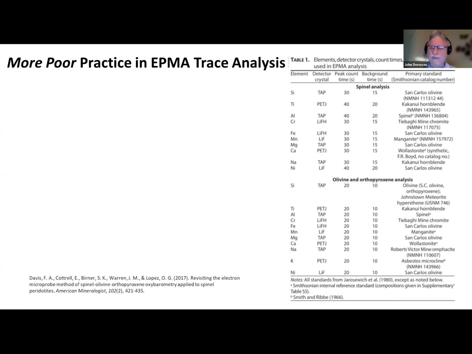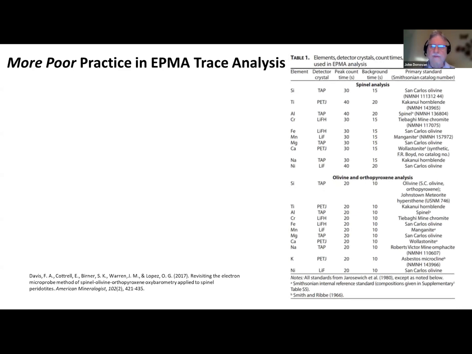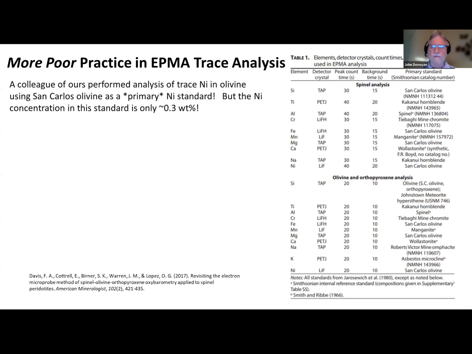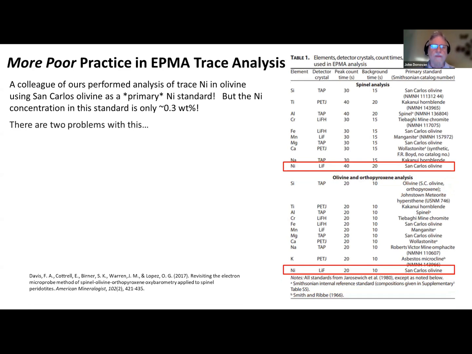I just wanted to give another example from the literature. This is a paper that was done not too long ago, actually, 2017, and they did an analysis of nickel in some olivines, and they used San Carlos olivine as a primary nickel standard for some reason. I have no idea. This is ridiculous.